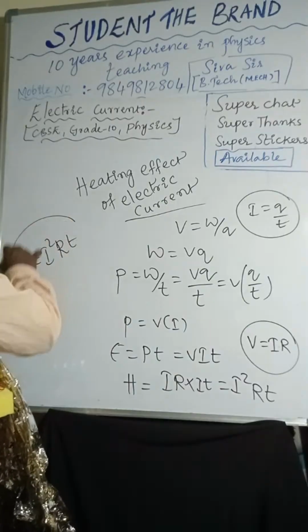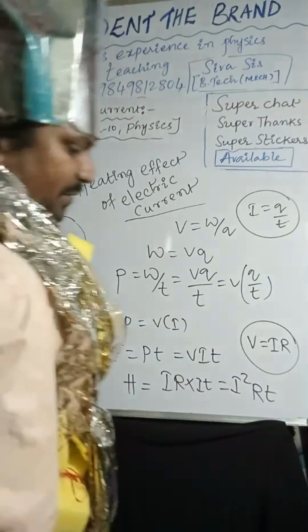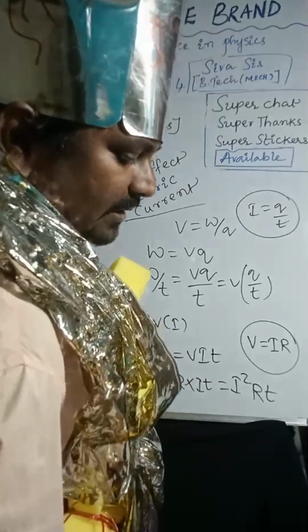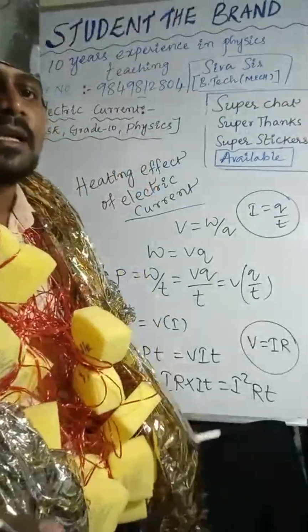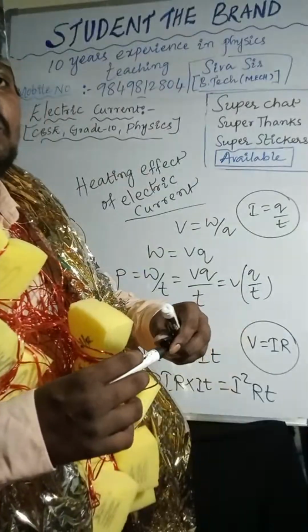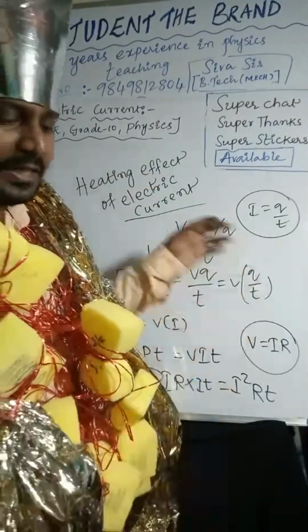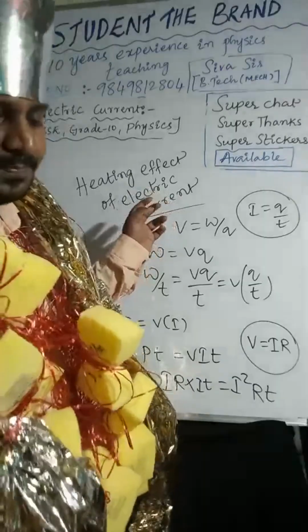Heat produced in the conductor is directly proportional to square of current. Heat produced in the conductor is directly proportional to resistance. Heat produced in the conductor is directly proportional to time.